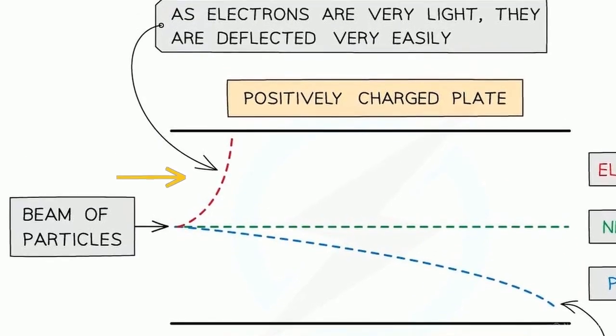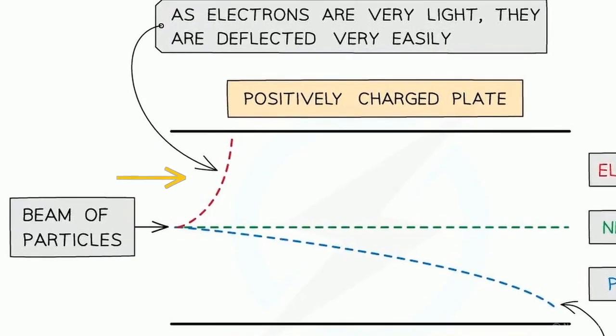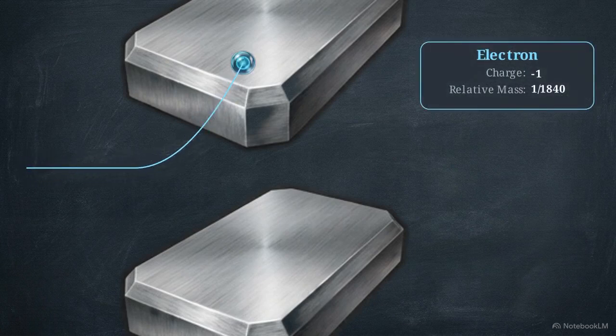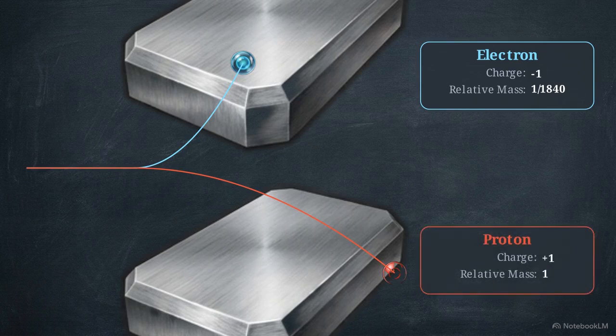One path curves sharply and immediately toward the positively charged plate. This indicates the particle is negatively charged and extremely light, electrons, carrying a charge of -1 and only 1/1800th of a proton's mass. A second path deflects gradually toward the negatively charged plate. This slower curve identifies the positive proton. Its higher mass gives it more inertia, making it harder to pull off course.